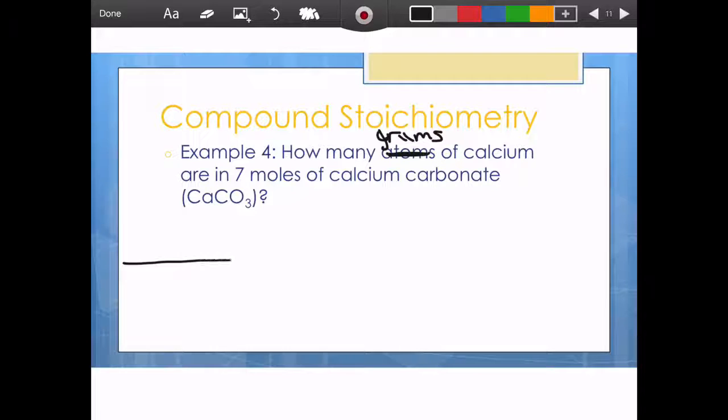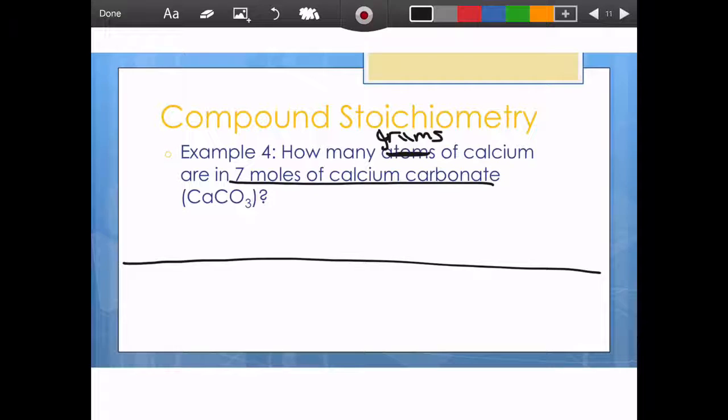So I have my given goes in the upper left. I have 7 moles of calcium carbonate, so I'm going to write 7 moles of CaCO3. Now I want to get to grams of calcium, so that goes on the right hand side. So I'm going to have grams of just calcium, not calcium carbonate, just calcium.